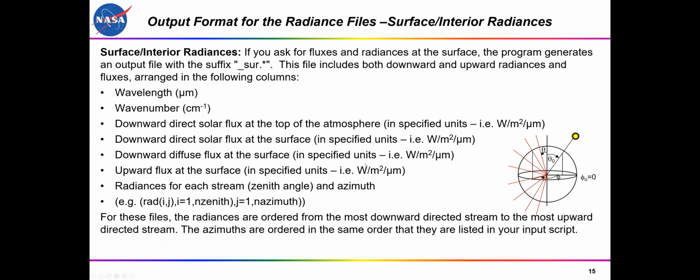When you're at the surface or in the interior of the atmosphere at some level, you get the whole radiation field. You get both upward streams and downward streams. And so we generate the wavelength, the wave number, the downward direct flux at the top of the atmosphere, the downward direct flux at the surface, or any level that you're at. The downward diffuse flux is also specified. By the way, I separate out the direct and diffuse components because often you just need the direct beam, or you want to know what kind of shadow is being cast. The diffuse fluxes often fill in the shadows cast by the downward beam. Then, of course, the radiances over all zenith angles and all azimuths that you've specified.